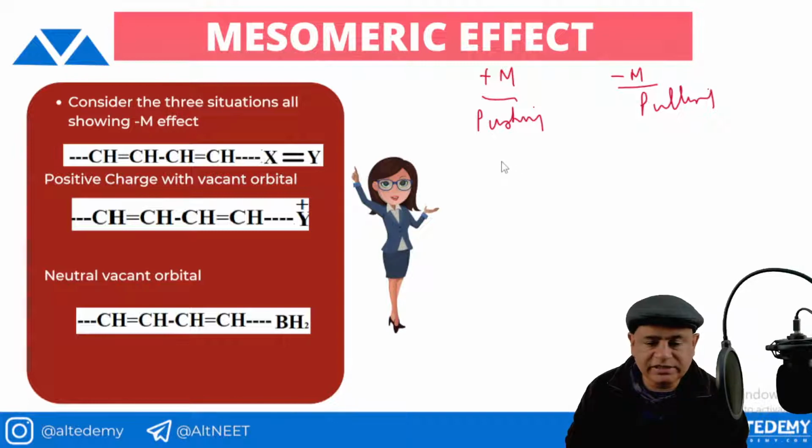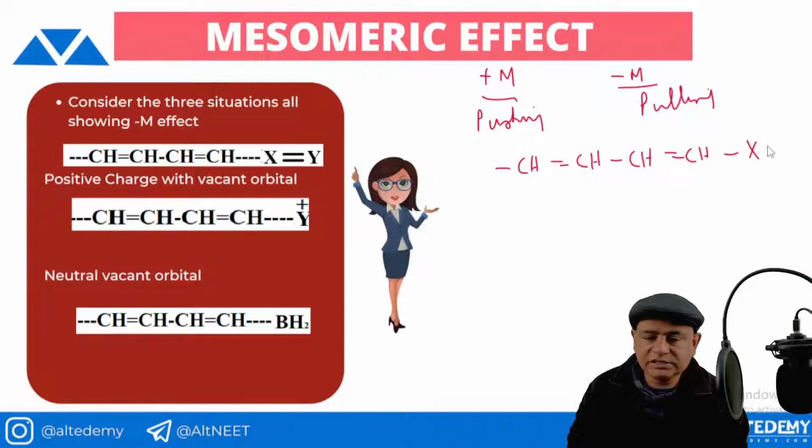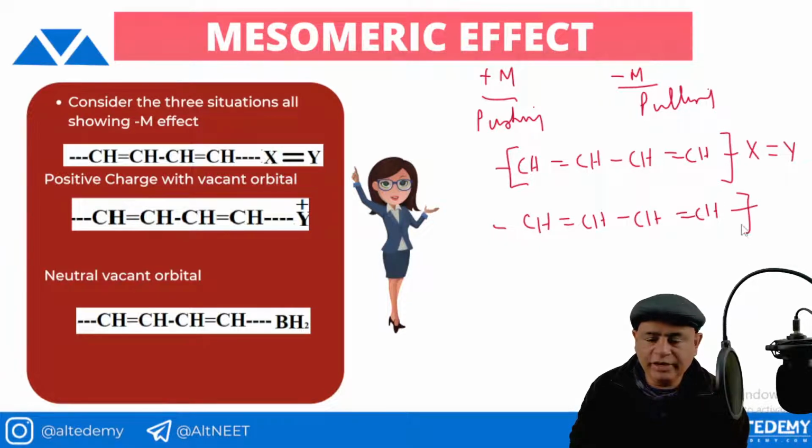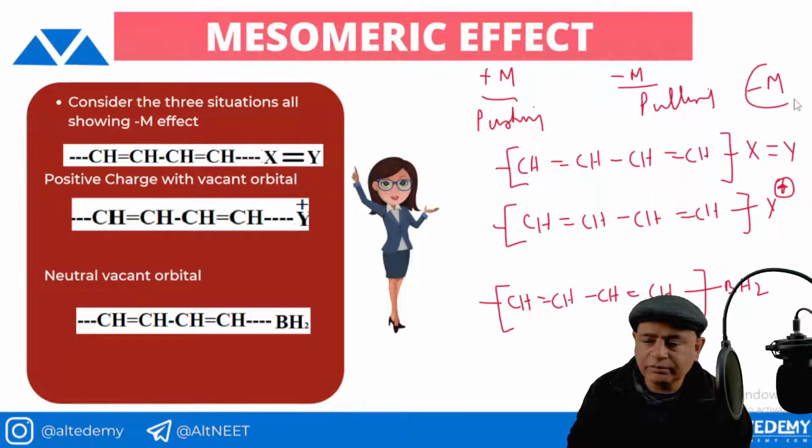Apart from the situation that we discussed, suppose we have a situation like this, as I am writing here: X double bond Y, a conjugated system XY, and again CH double bond CH, CH double bond CH, and now we have Y with a positive charge. You need to note it down in case you are watching me. CH double bond CH, CH double bond CH, and we have a species like BH2. All of them are minus M, showing minus M effect.